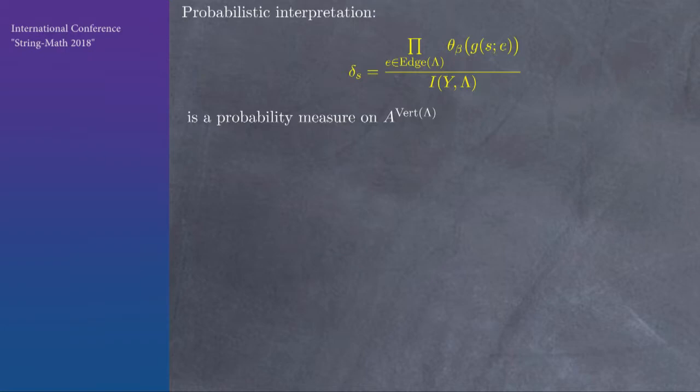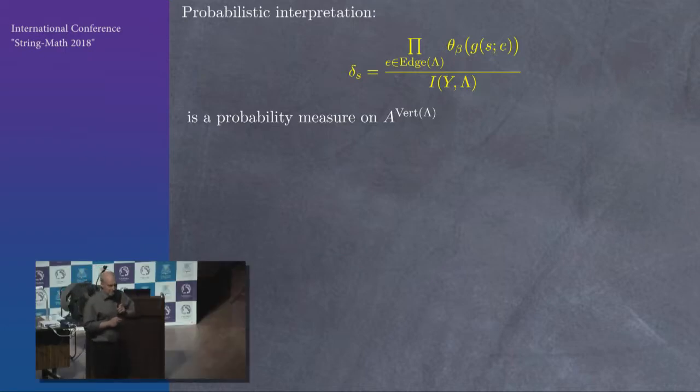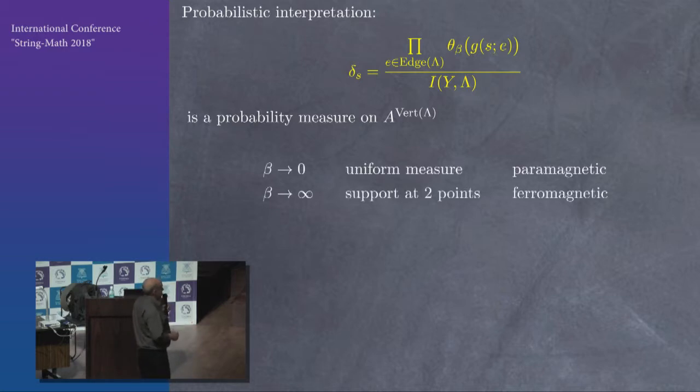Okay, so here are two interpretations. The first one is very standard, that we get a probability measure on this finite set of configurations. And what happens to that measure? Well, this is the case of high temperature. We get a uniform measure. And so the system is in a kind of random state. On the other hand, at low temperature, the measure ends up being supported at just 2 points where all the spins are equal. In other words, on the two constant functions.